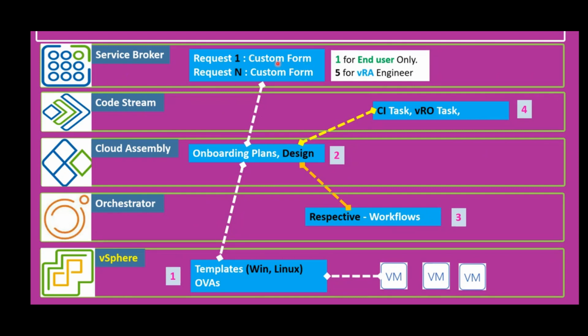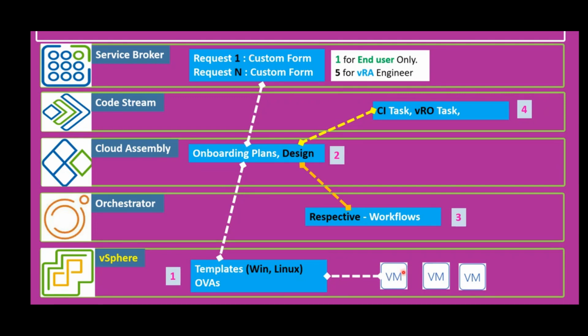When they request one virtual machine, this request immediately goes to Cloud Assembly. In Cloud Assembly we have already prepared some designs. Based on the user request, it will check whether this request is available in our Cloud Assembly design. When the respective VM provision design is available, it immediately calls vSphere, and using vSphere, suppose the customer requested a Windows VM, it will use our vSphere template to provision a Windows VM. This is the first example.